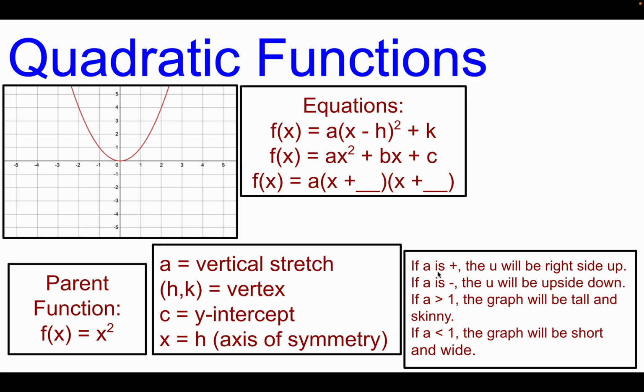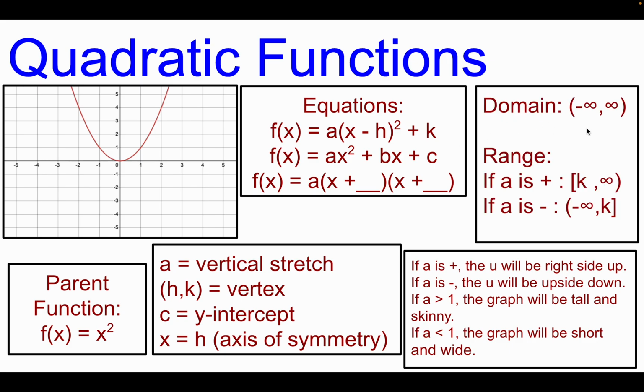Okay, let's talk about vertical stretch a little bit. If your a value is positive, your U is going to be right side up. If the a value is negative, the U will be upside down, and I'll show that a little bit on the next slide. If the a is greater than 1, the graph is going to be tall and skinny compared to the parent function. If a is less than 1, the graph is going to be short and wide. And again, that's compared to the parent function, so it'll be shorter and wider than the parent function.